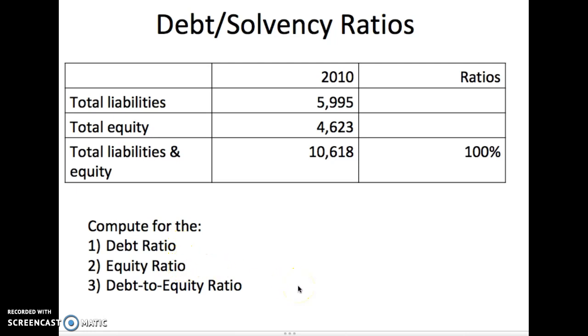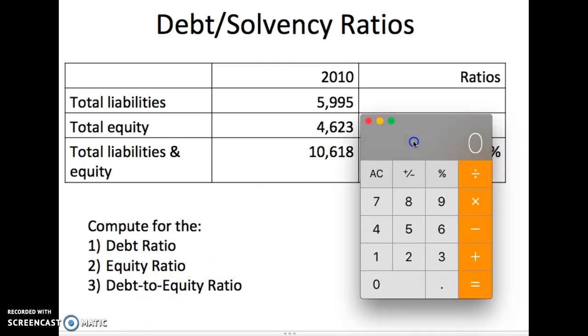And what we have to do would be to compute for the debt ratio, equity ratio, and debt to equity ratio. Okay, now the formula for debt ratio is total liabilities divided by total assets. We don't see any total assets here, but since you already know the accounting equation, total assets equals total liabilities plus total equity. We have total liabilities and equity here, so that means your total assets would also be equal to this amount. Now we are ready to compute. Let me just pull out my calculator.